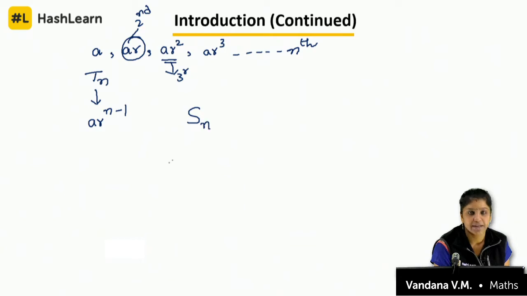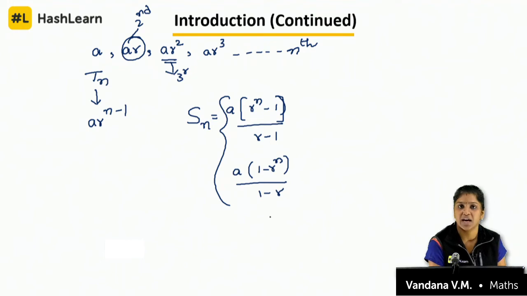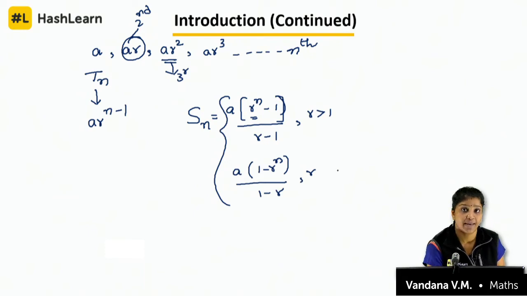sum of n terms in GP. How to find the sum of the terms is a into r power n minus 1 by r minus 1. One more is a into 1 minus r power n by 1 minus r. Why two formulas? Because if r is greater than 1, if it is positive, you take the first. If r is less than 1, then you follow this formula to find the sum of n terms which is in GP.